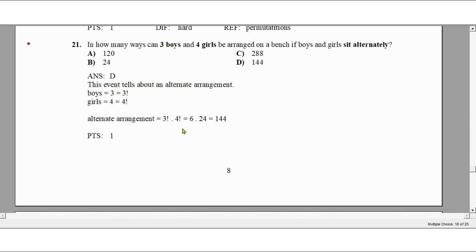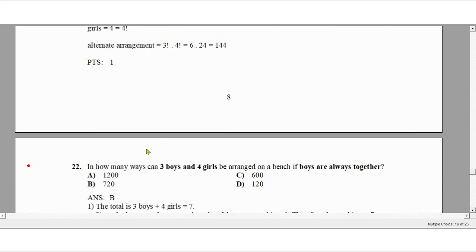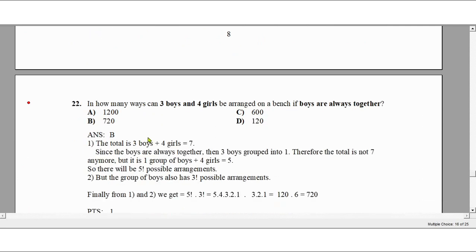Okay, number 22. In how many ways can three boys and four girls be arranged on a bench if boys are always together? This question is almost the same as the previous question, number 21. But the restriction here is boys are always together. All right? Now, to solve this, firstly, the total of boys and girls is 7, right? Since the boys are always together, then the boys group into one.